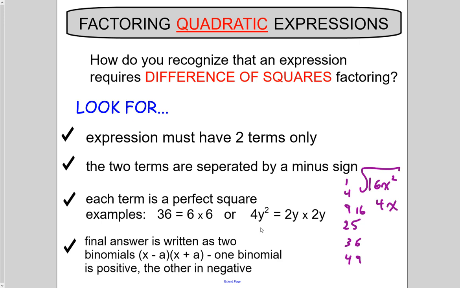And so our final answer is going to be written in this form. Two brackets next to one another. We'll have our variable at the beginning of each. And then the first one will have minus something, and the second one will have plus something. Okay, so one binomial has a positive in the middle, the other binomial has a negative in the middle. So that's our form for difference of squares. Let's try a few of these out and see what this would actually look like when we're doing our real factoring. Let me put a screen on here.